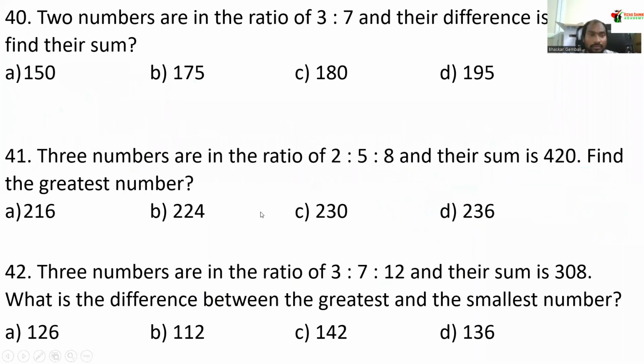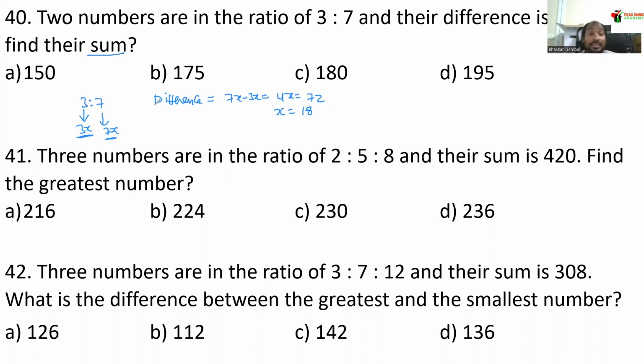Next, two numbers are in the ratio of 3 is to 7 and their difference is 72. Then find their sum. This is an easy one. For this model, 2 numbers are in the ratio of 3 is to 7. The first is 3 parts, the second is 7 parts. The difference is 7x minus 3x, which is 4x. 4x equal to 72, given. From that x equal to 18, because 72 by 4 is 18.